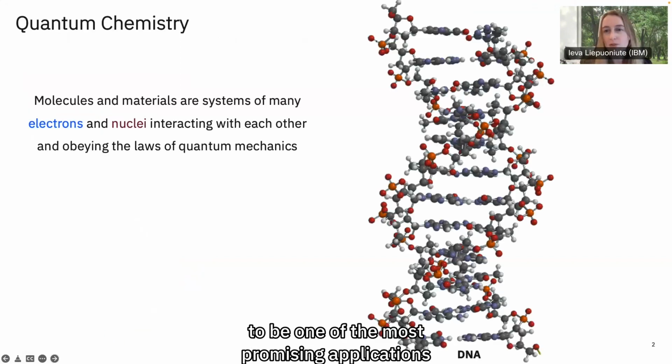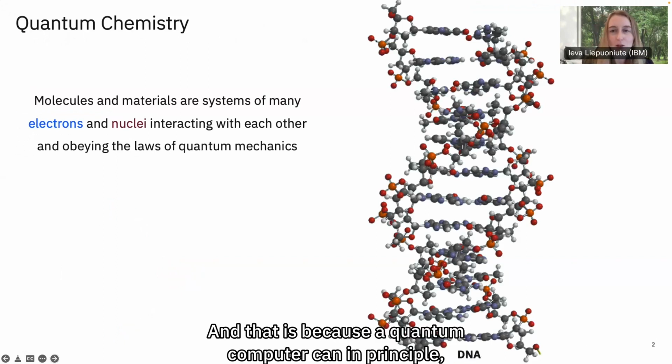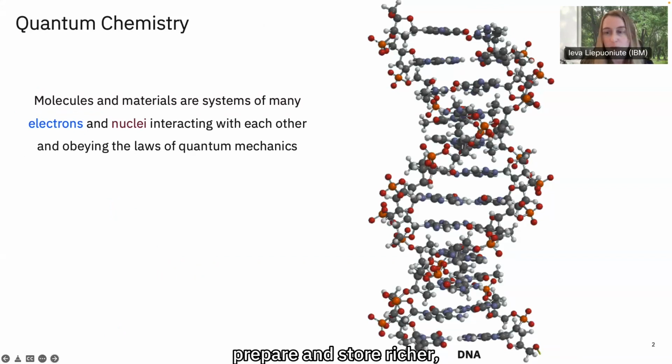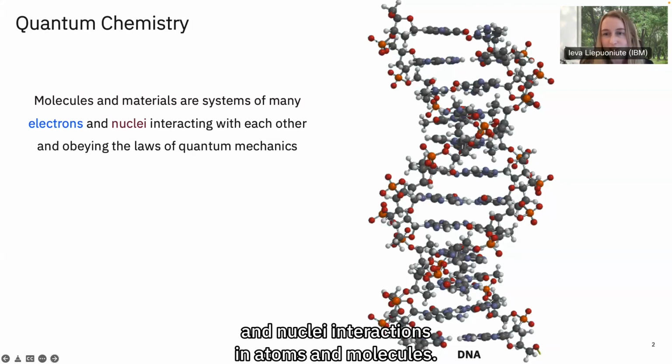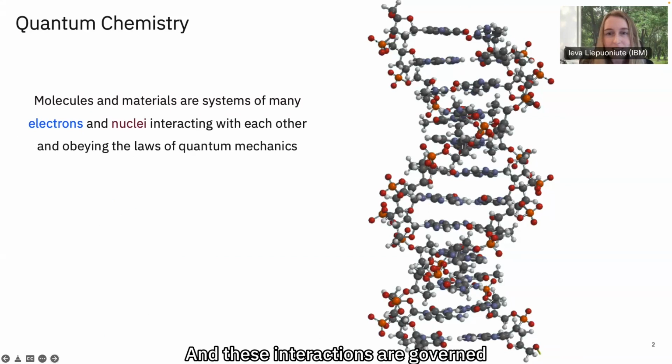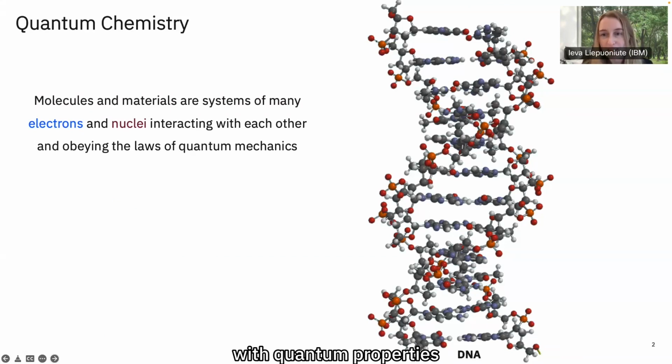Chemistry is considered to be one of the most promising applications of near-term quantum computers. That is because a quantum computer can, in principle, prepare and store richer many-body wave function representations than classical computers. Long story short, chemistry arises from electron and nuclei interactions in atoms and molecules, and these interactions are governed by the laws of quantum mechanics. So it is very advantageous for us to use a quantum computer with quantum properties to perform relevant chemistry simulations.